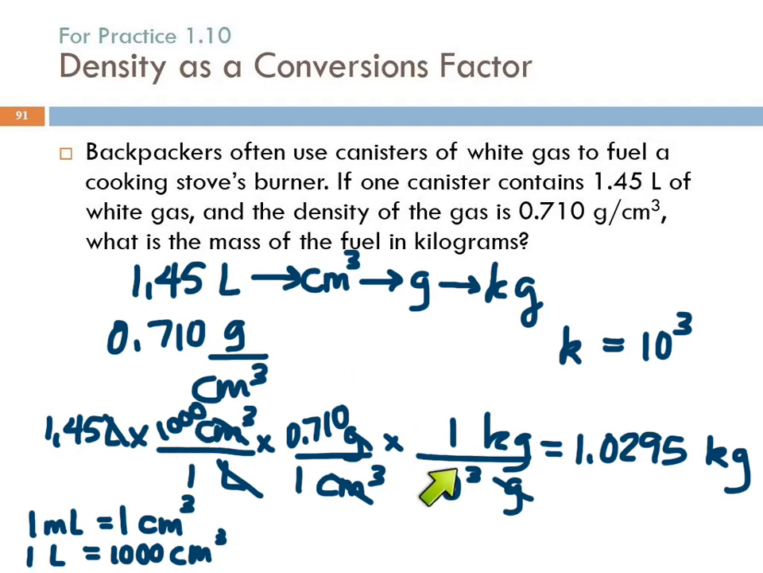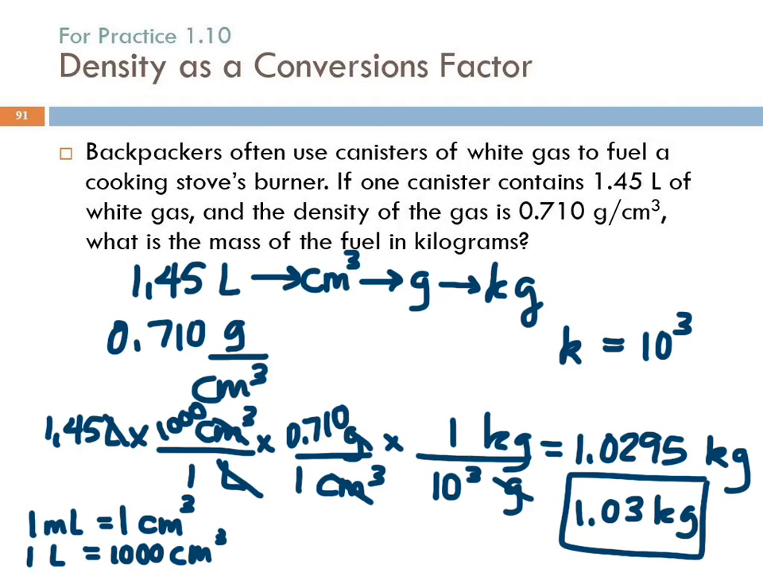This one's exact. So 3 and 3, this should be 3, so what do I write? 1.03 kilograms. Any questions?